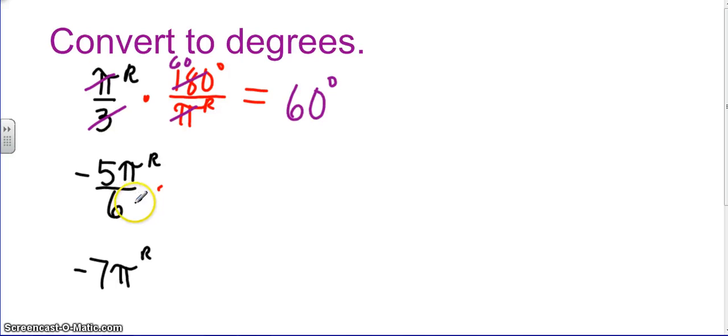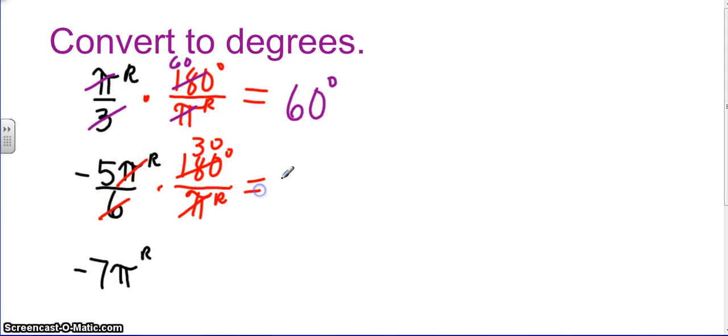Negative 5 pi over 6 radians, I want to multiply that by a conversion factor of 180 degrees over pi radians. And 6 goes into 180 30 times. Pi also reduces, so I end up with negative 150 degrees.